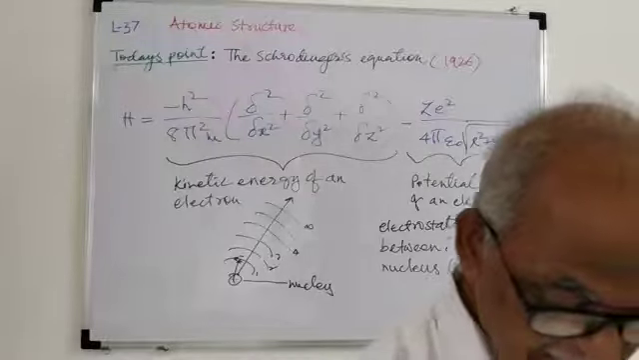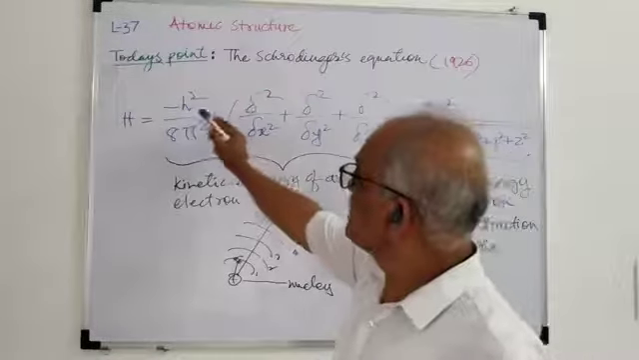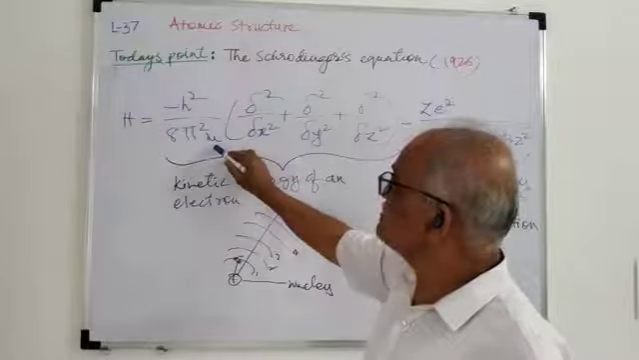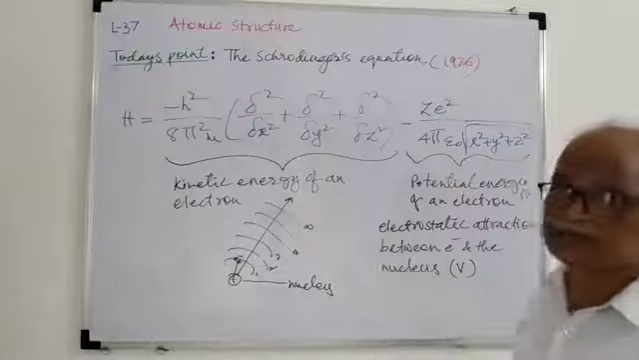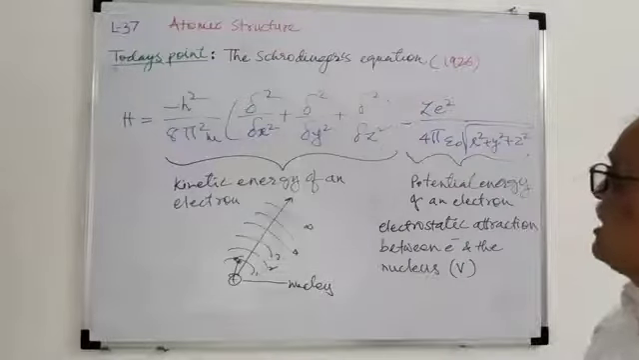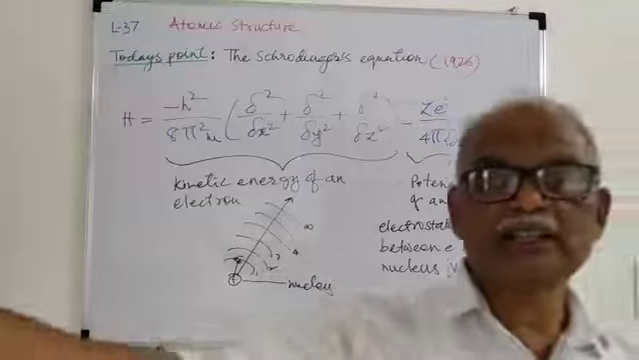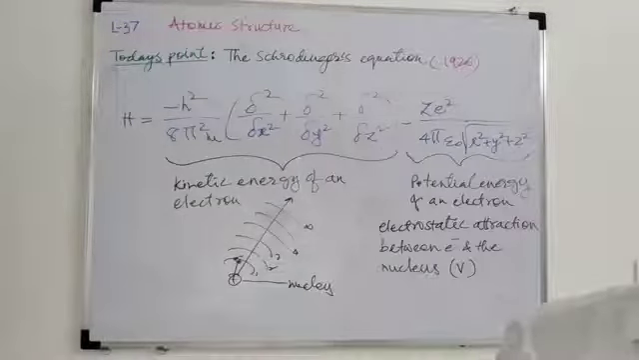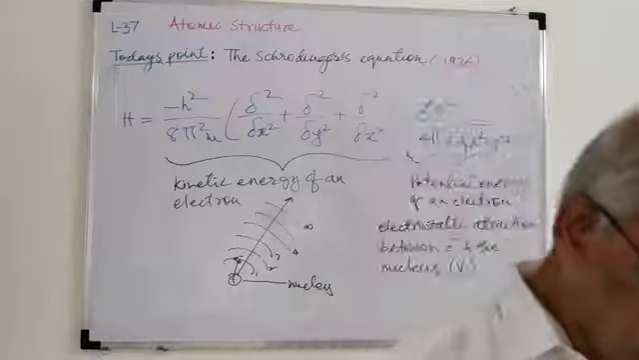Now this kinetic energy term. Here if we see the various terms, h is Planck's constant, m is the mass of the electron, and x, y, z are the coordinates. So we are assuming that the electron is moving in the x direction, and depending upon this we can get the various values of psi.